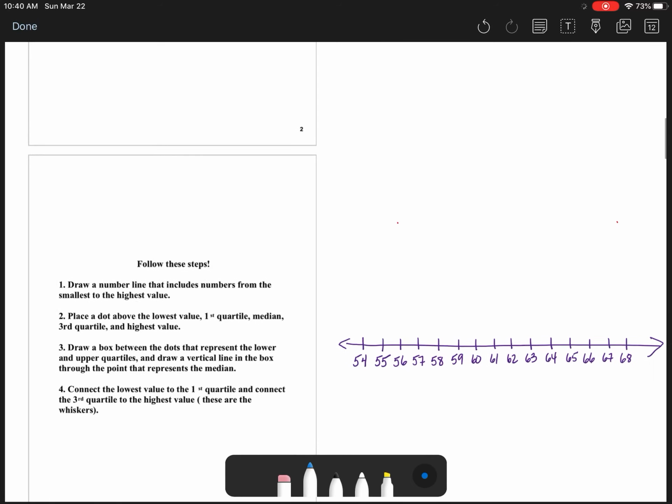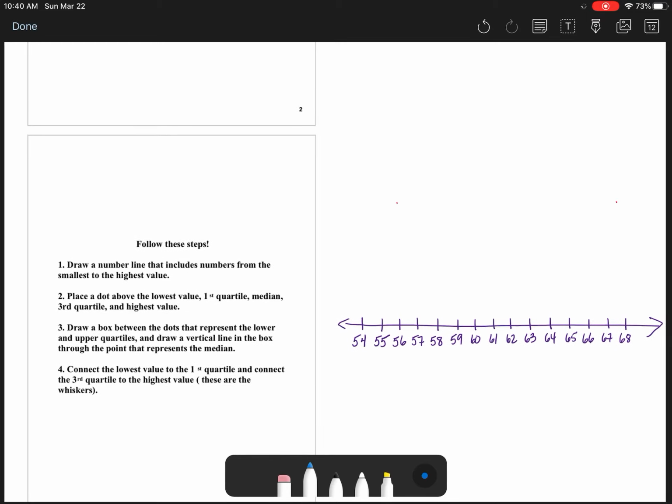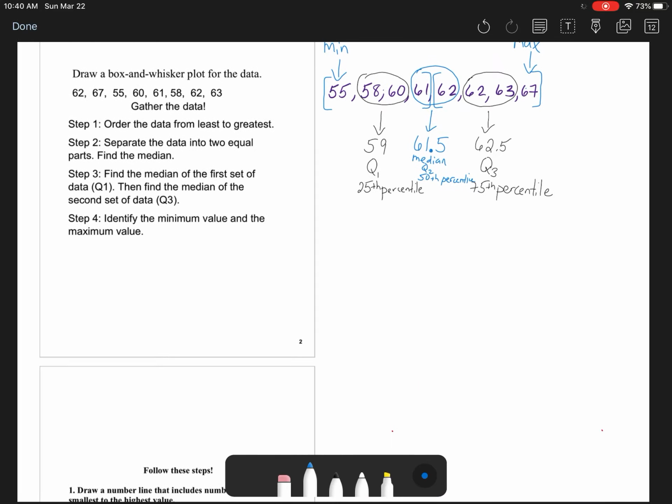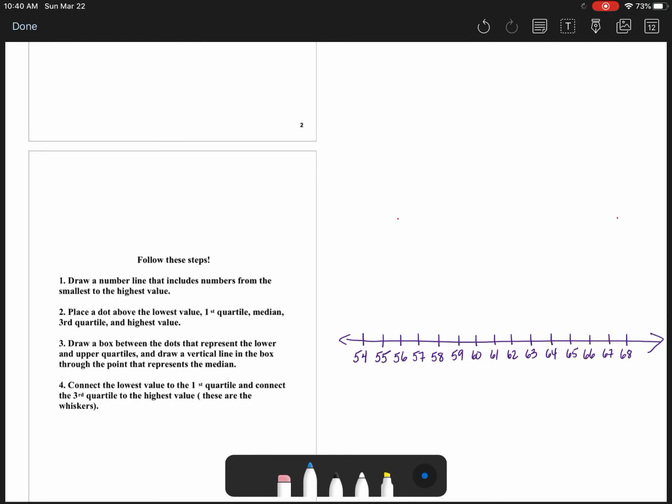In order for us to do that, draw a number line that includes numbers from the smallest value to the highest value. Notice here, going back up, the smallest value is 55, the highest was 67. So we want to make sure we include all those numbers.